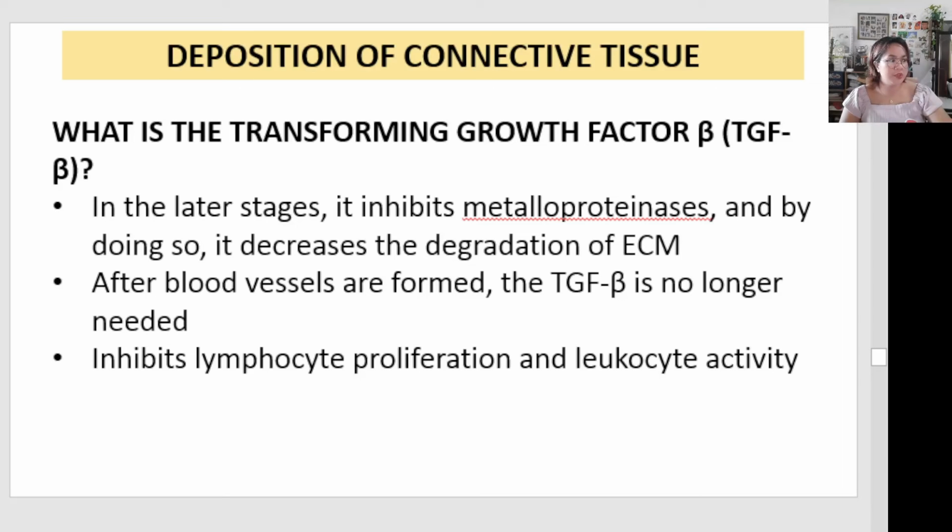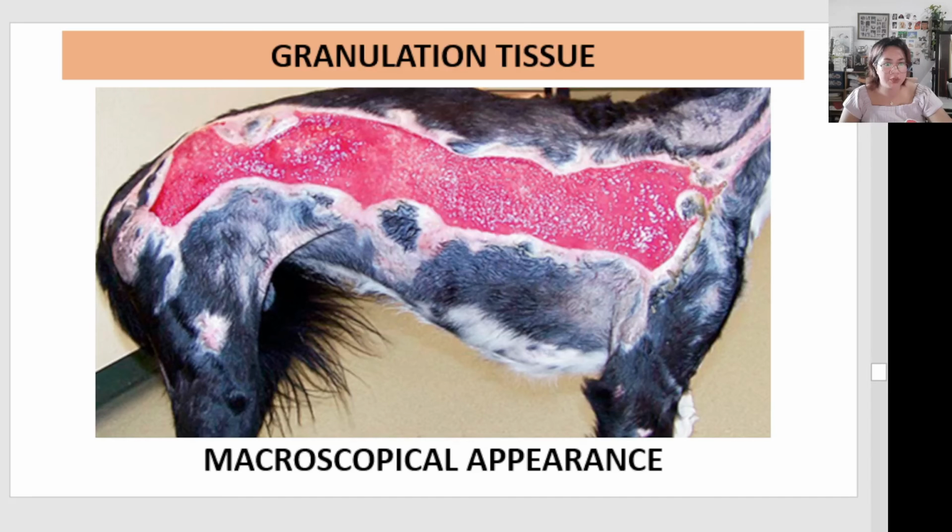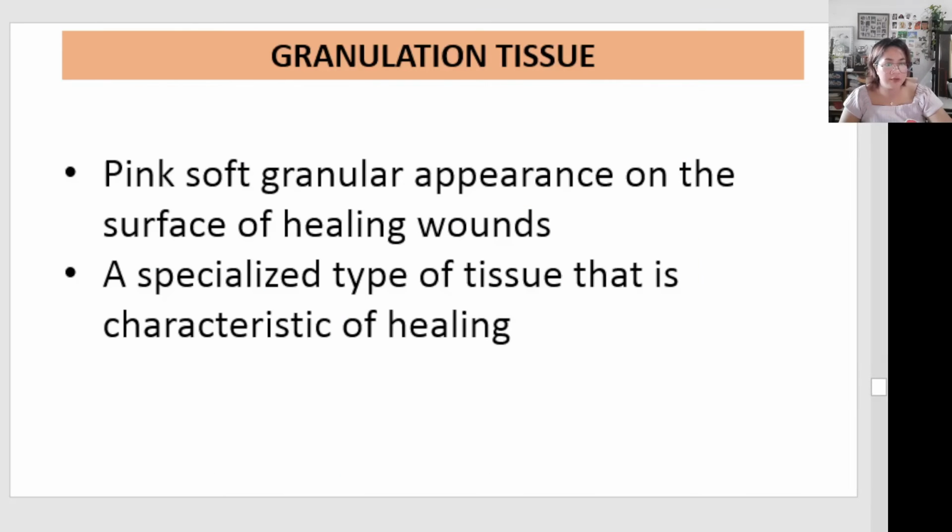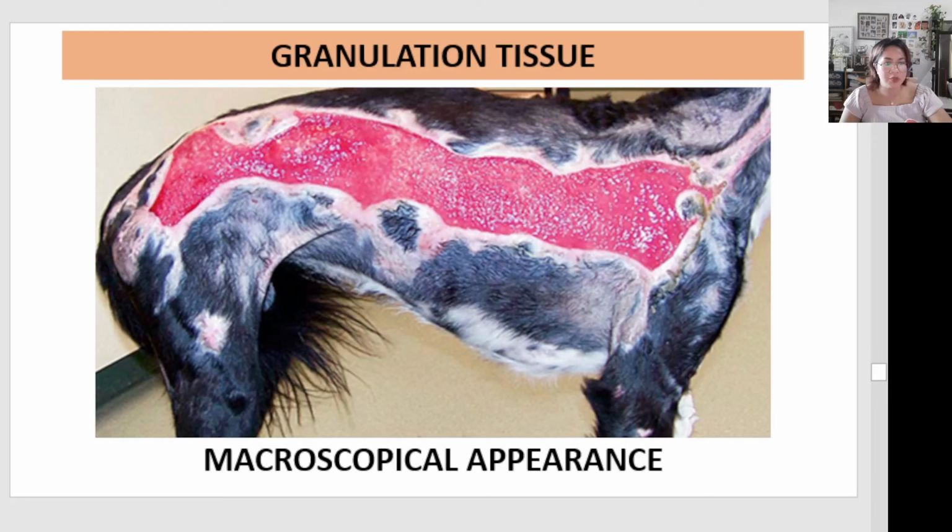So, now that we know the steps involved in the formation of newly formed blood vessels by angiogenesis and the deposition of connective tissues by fibroblasts, this results in the formation of granulation tissue, which is the second step in scar formation. So, granulation tissue is a pink, soft granular appearance on the surface of healing wounds, as we can see in the picture.